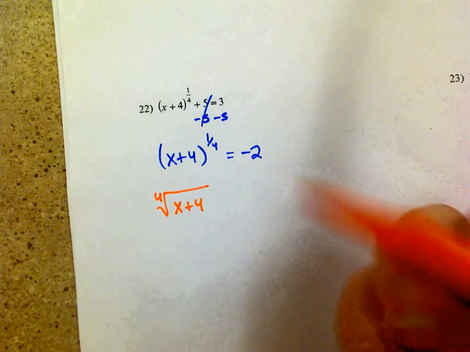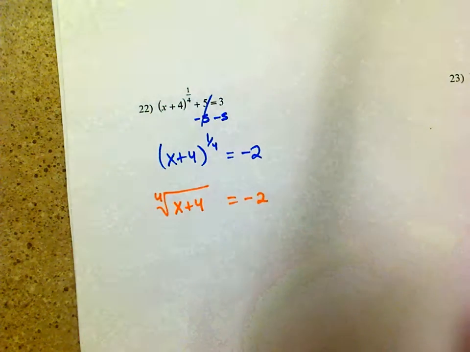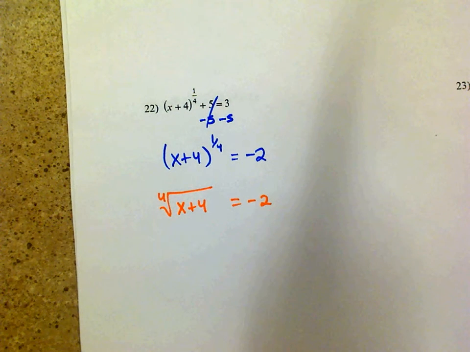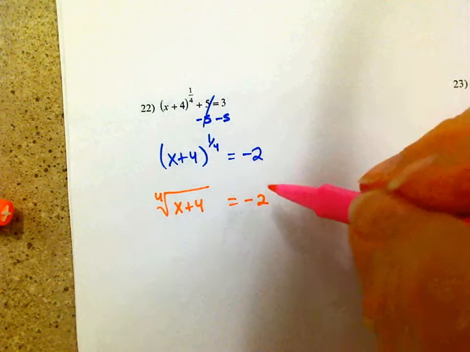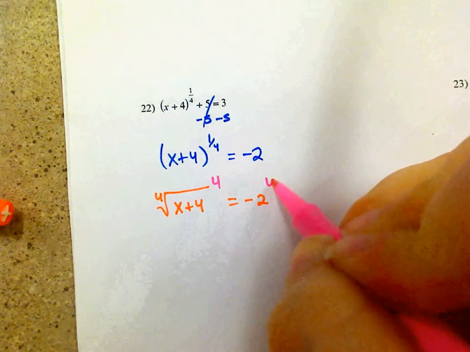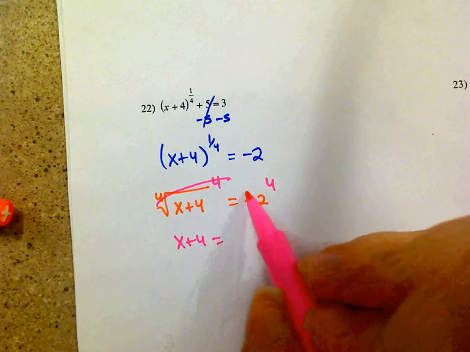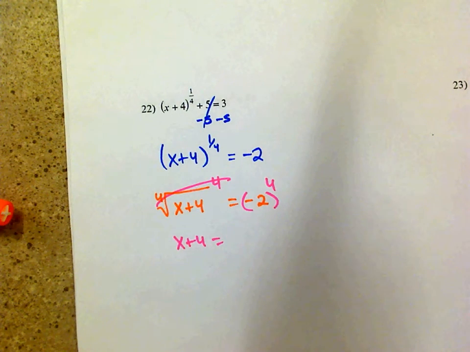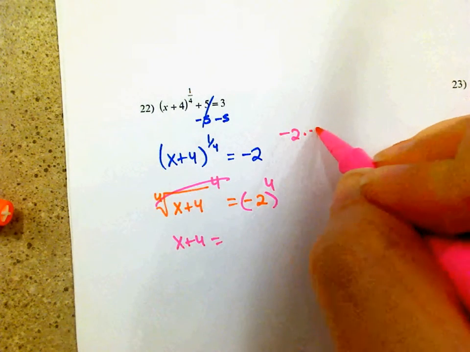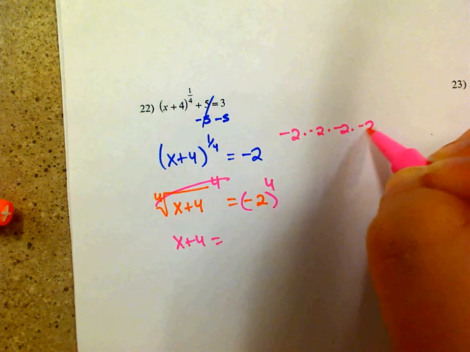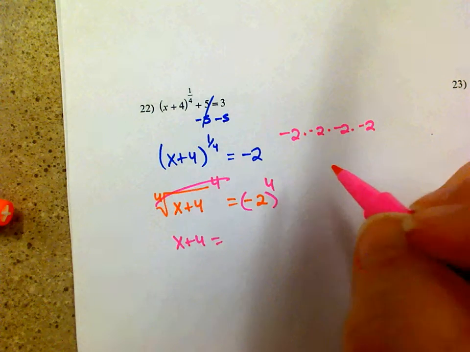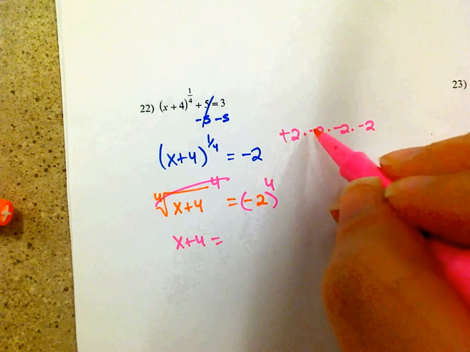So how do I get rid of a 4th root? I raise both sides to the 4th power, and those cancel out. X plus 4 equals negative 2 to the 4th. It's like saying negative 2 times negative 2 times negative 2 times negative 2. A negative times a negative is a positive, times another negative is a negative, times another negative is a positive. So it's all positive. 2 times 2 is 4, times 2 is 8, times 2 is 16. Positive 16.